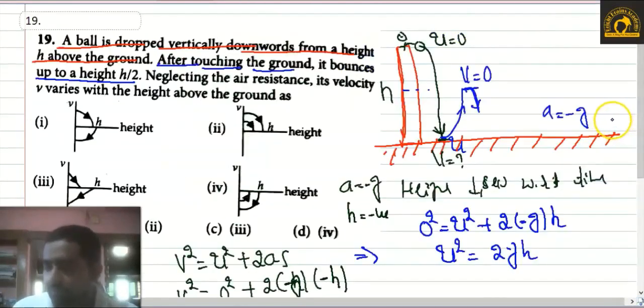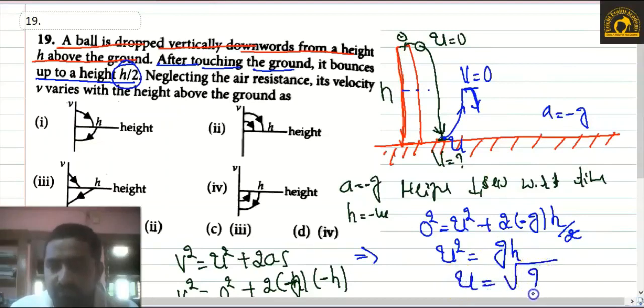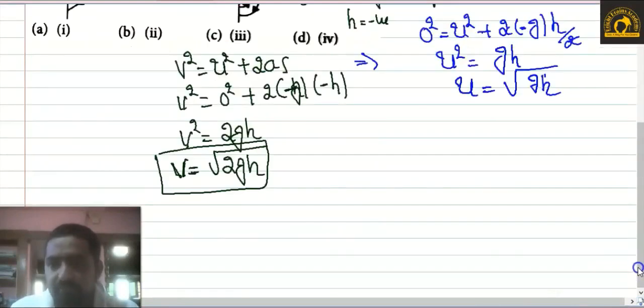So then the height is h by 2. It is given that the height is h by 2, so the 2 gets cancelled, and that is only gh. Okay, only gh, that is u is equal to the square root of gh. So v is equal to this much and u is equal to the square root of gh.